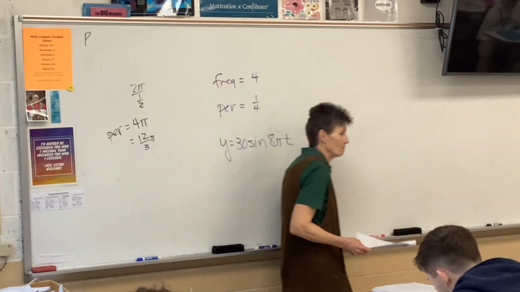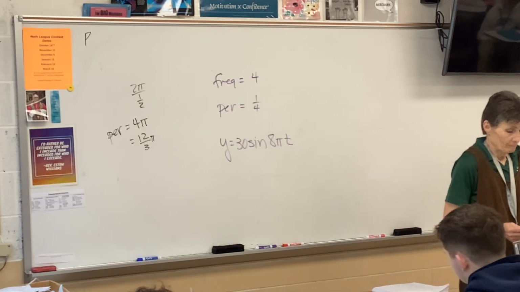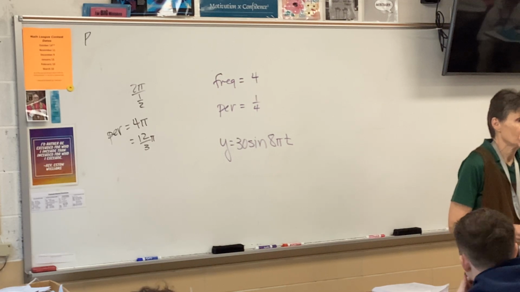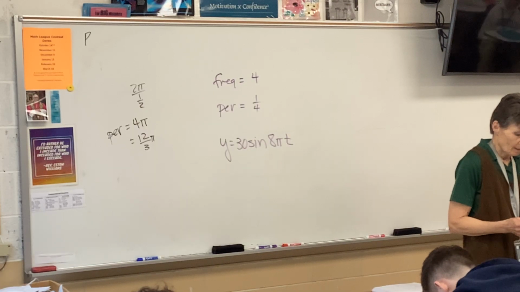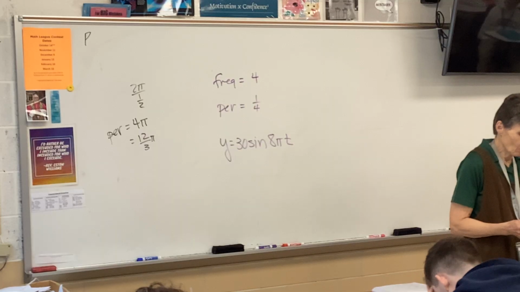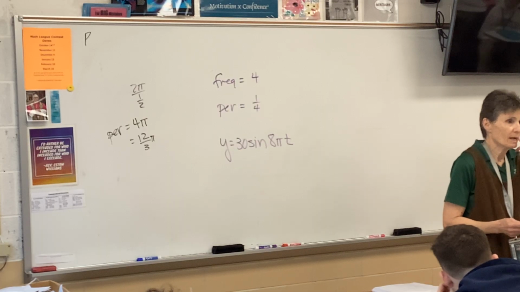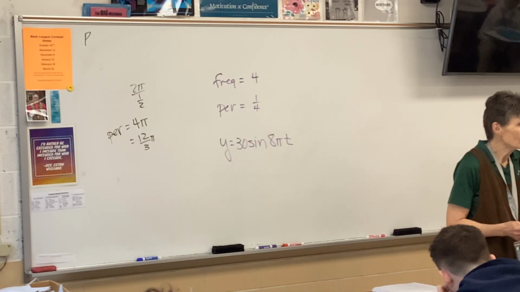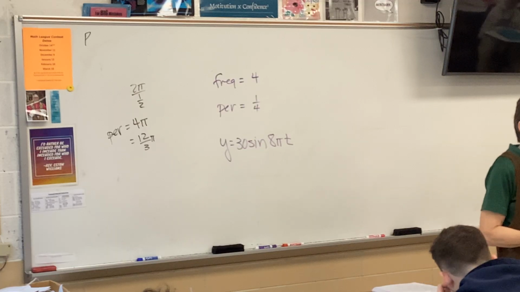Have you figured it out? In the equation, A is going to be the amplitude, right? And D is going to be the midline. And don't we know the high and the low? What's the difference between the high and the low? 18. So won't the amplitude have to be half of that? So A is 9.